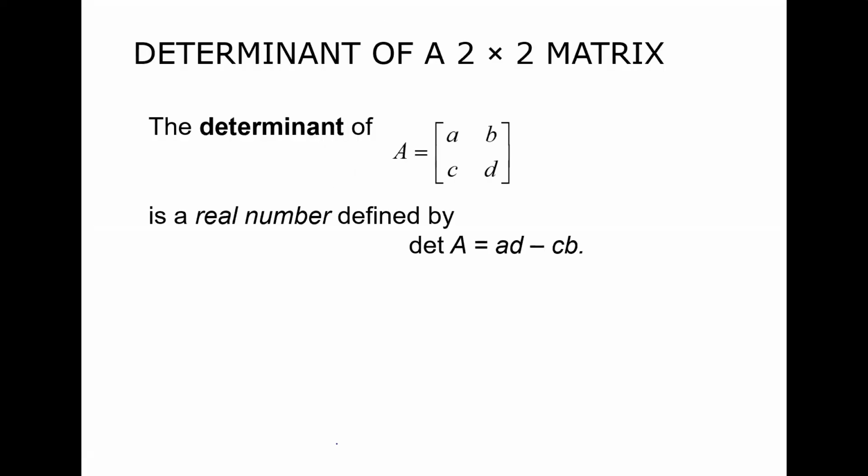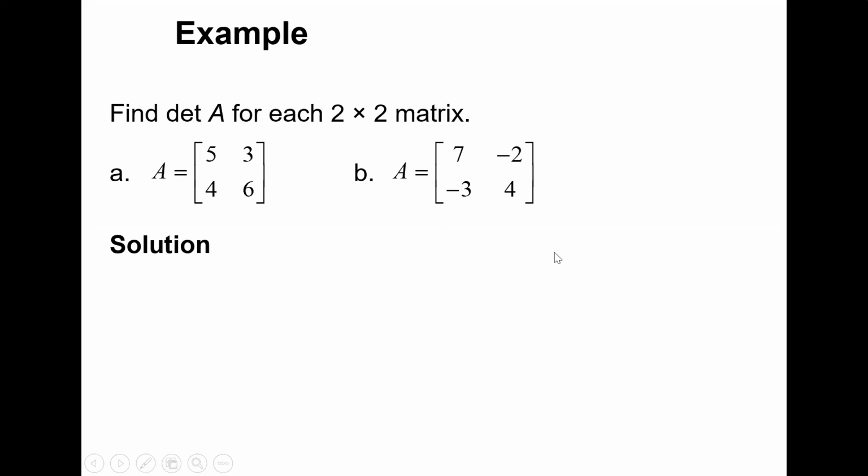So a determinant of a 2 by 2 matrix, how do we do that? Well, if we have a matrix A, B, C, D, the determinant of that is a real number defined by, and what we're going to do is take A times D minus C times B. So we're going to basically multiply down here and then subtract whatever that is. So that's going to be the determinant of that matrix.